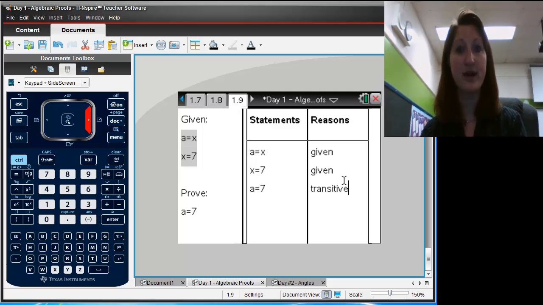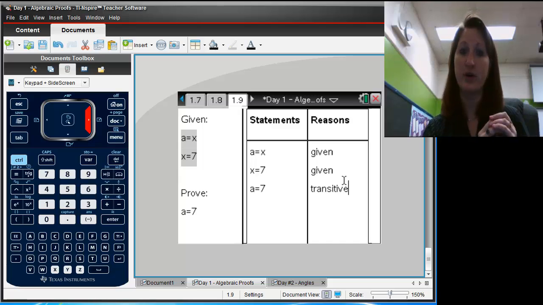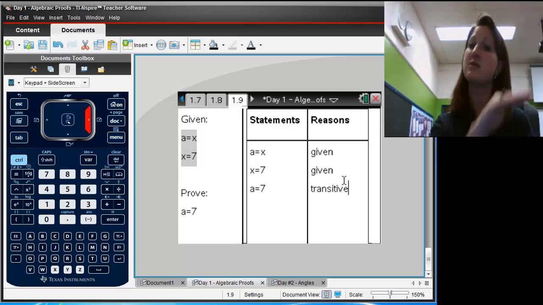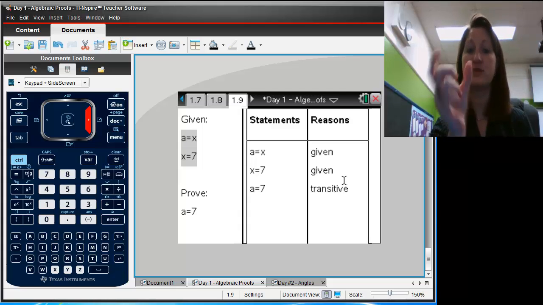Alright, so that's it for algebraic proofs. Tomorrow in class, or Monday in class, what you'll be doing is going through solving equations, making sure that first of all you can solve equations, kind of get that skill back from algebra, and then for the should do part you will be putting your equations into proof form, so into the 2-column chart with statements and reasons.